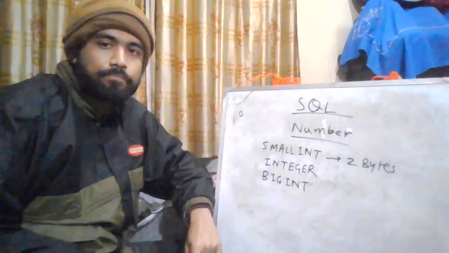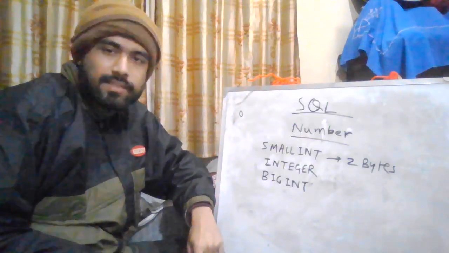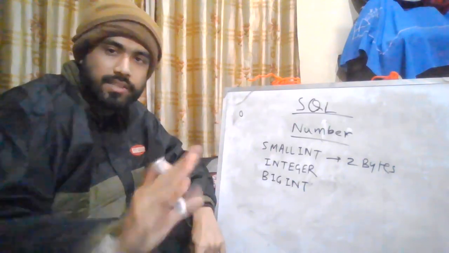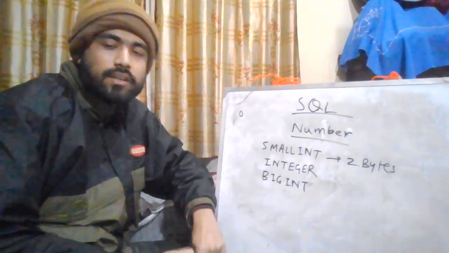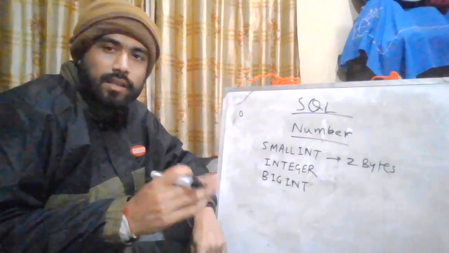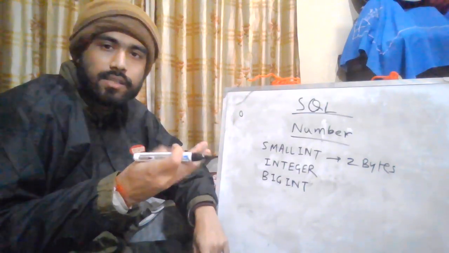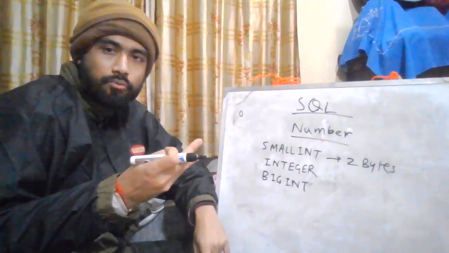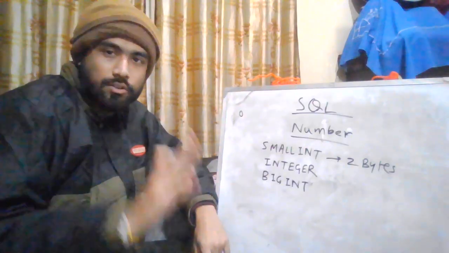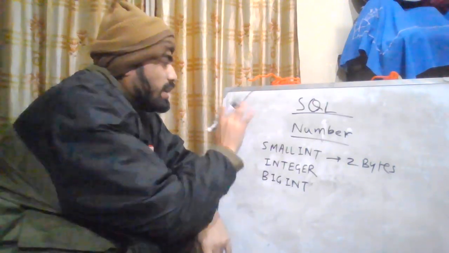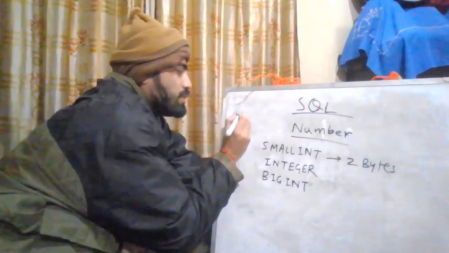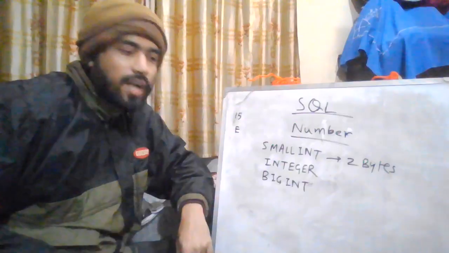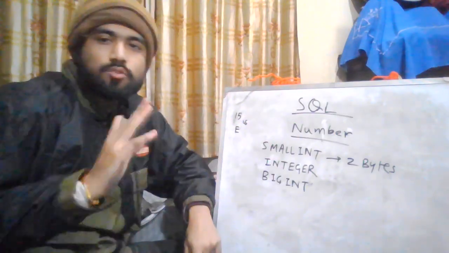And in hexadecimal we have 16. Hexadecimal stands for 16. So 16 digits: 0 to 9, then A, B, C, D, E, F. If in hexadecimal we have to write 15, we will write F. And the base will obviously be 16.